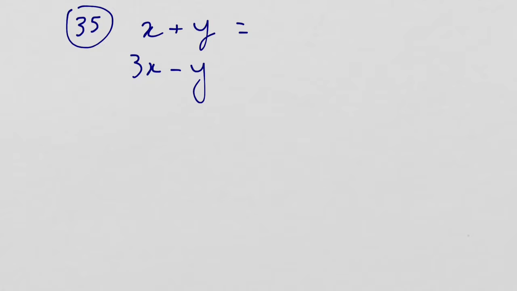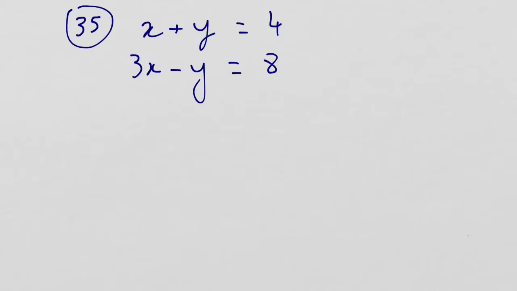Now, let's try to solve problem number 35. Problem number 35 is about solving the system of equations by the addition method. So, I have x plus y, and I have 3x minus y. For the first equation, it's equal to 4, and for the second, it's equal to 8.